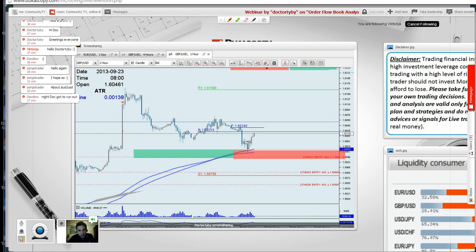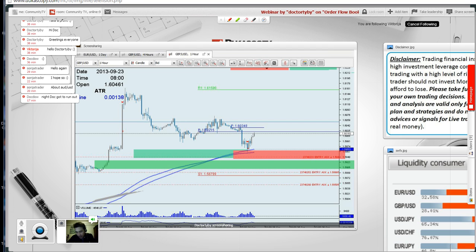At 1.59, we have a large demand there. Then under 1.59, actually till 1.59, we have even more stops. Under 1.59 again stops, at 1.58 demand, and then more stops till 1.57.